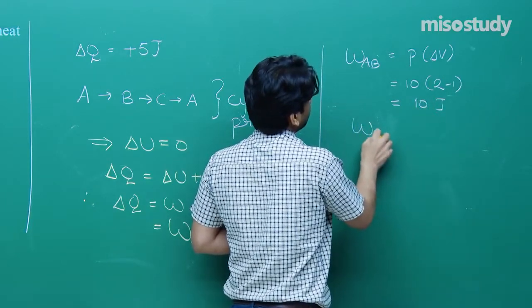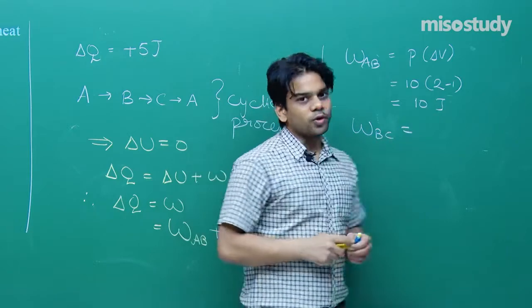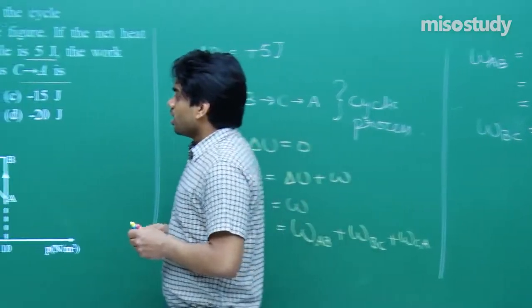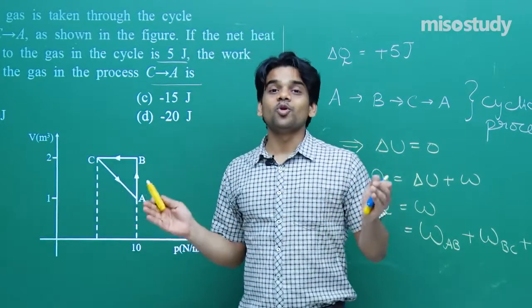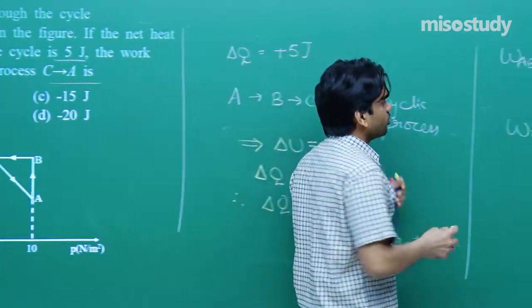Now work done during B to C, you see here what you are going to get. Here the volume is constant. So volume is constant and no work is done. So for B to C it will be 0.